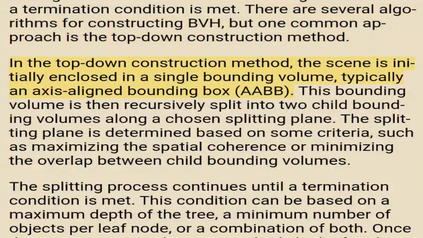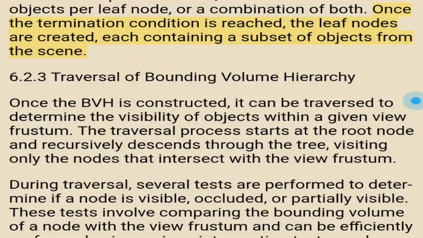In the top-down construction method, the scene is initially enclosed in a single bounding volume, typically an axis-aligned bounding box (AABB). This bounding volume is then recursively split into two child bounding volumes along a chosen splitting plane. The splitting plane is determined based on some criteria, such as maximizing the spatial coherence or minimizing the overlap between child bounding volumes. The splitting process continues until a termination condition is met. This condition can be based on a maximum depth of the tree, a minimum number of objects per leaf node, or a combination of both. Once the termination condition is reached, the leaf nodes are created, each containing a subset of objects from the scene.